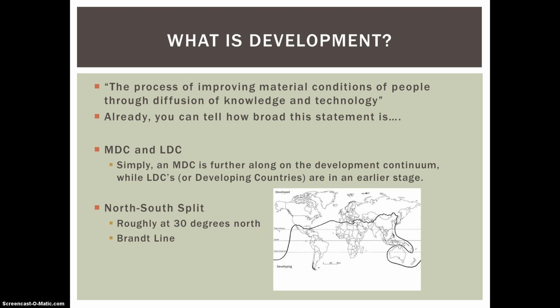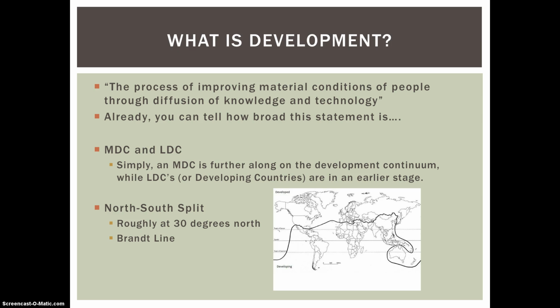And so you see that there are many different indicators that a person can use to categorize countries into various development stages. And talking about categorizing, we have two overarching areas where we categorize countries: either an MDC, or more developed country, or an LDC, a less developed country. And so, simply, an MDC is further along the development continuum than an LDC.